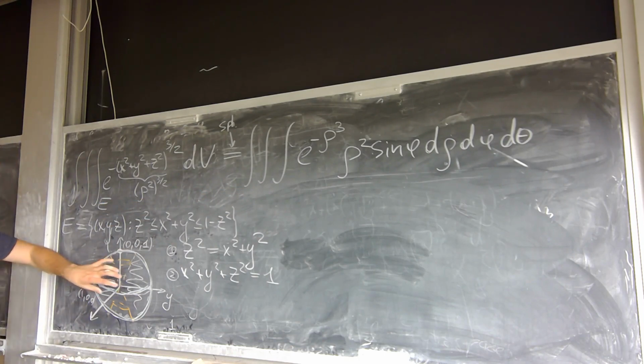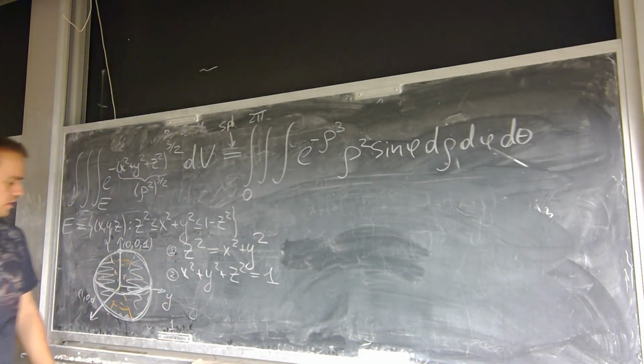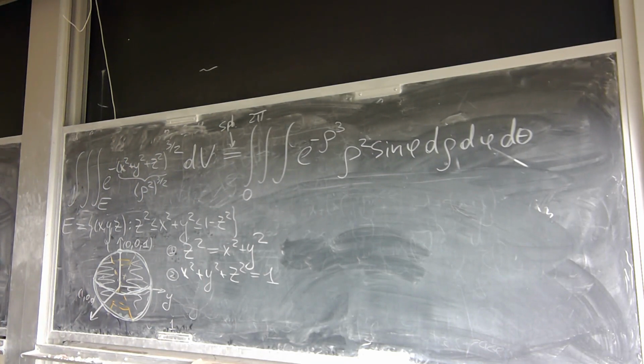And right now let's find bounds. So let's describe this region in terms of rho, theta, and phi. Which angle is the easiest to describe? Theta. So what are the bounds for theta? What are the bounds for phi? Pi over 4 to 3 pi over 4.